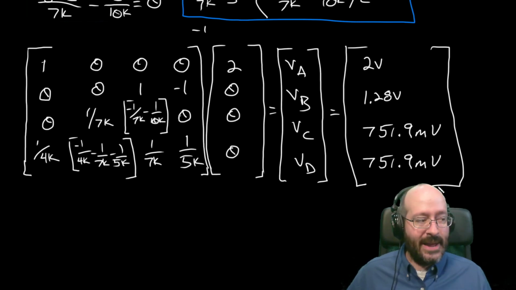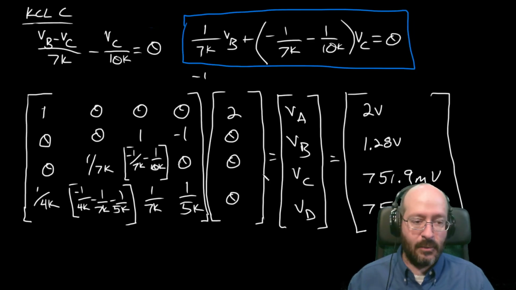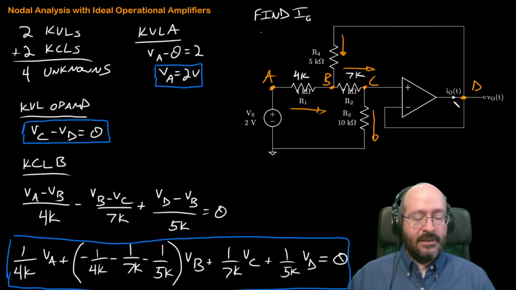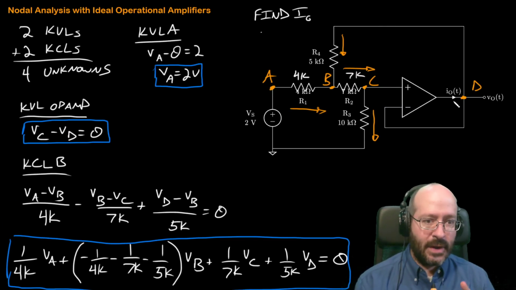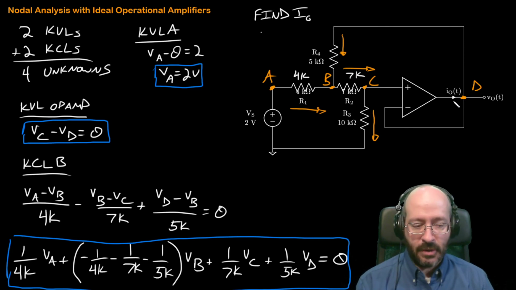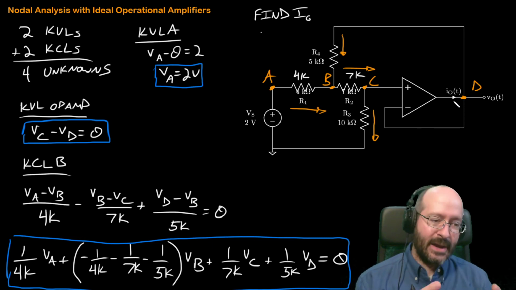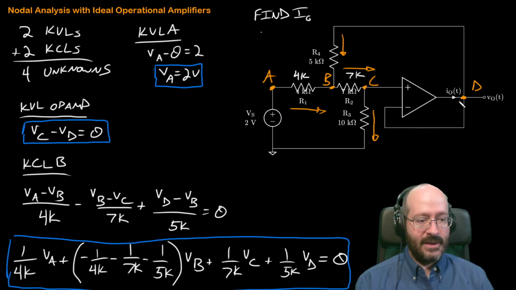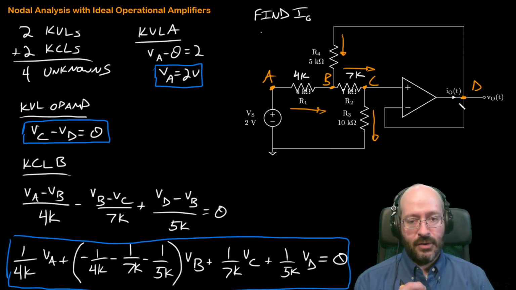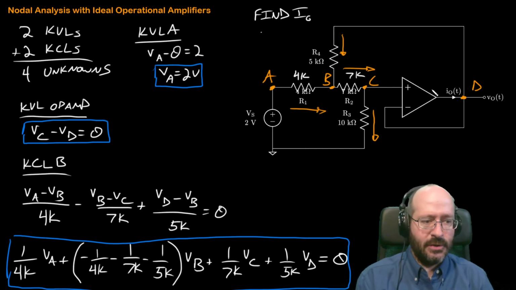We were looking for I out. Okay, let's go figure out where I out is. It's a current. It's not through a single passive component. So I can't use Ohm's law. Because it's a current, I can't use KVL, so I have to use KCL. So now we go back and write the KCL for D, so that we have a new equation for the new unknown that we're introducing.